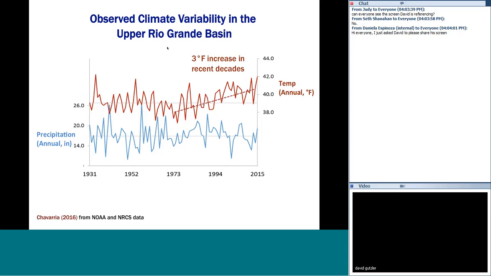So really what climate projections are telling us is that it's a reasonable expectation for a continuation of what we've already seen over the past 40 years or so to occur for the rest of the century. There's nothing particularly extraordinary about the projected rate of increase. It's just a continuation of what we've already seen in this basin. On the other hand, the precipitation curve at the bottom shows wet decades and dry decades, but there really is no observed trend in the data in precipitation in the upper Rio Grande.